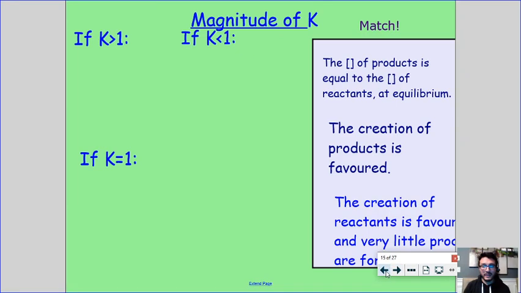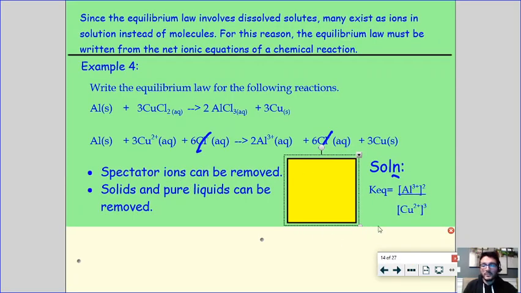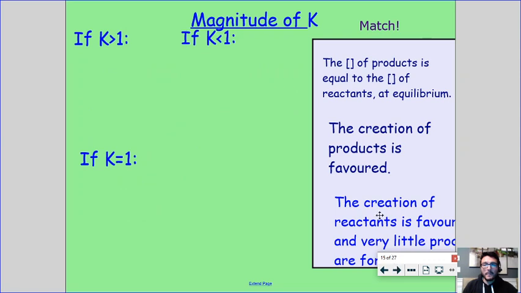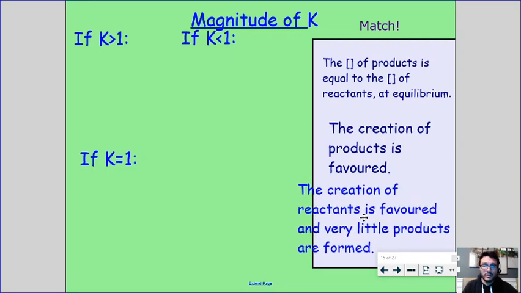The last slide, and I thought I should mention it now that we've talked more about KEQ expressions. So if the equilibrium constant K is greater than 1, here are your options. Which one would it be? The concentration of products is equal to the concentration of reactants at equilibrium, or the creation of products is favored, or the creation of reactants is favored, and very little products are formed.